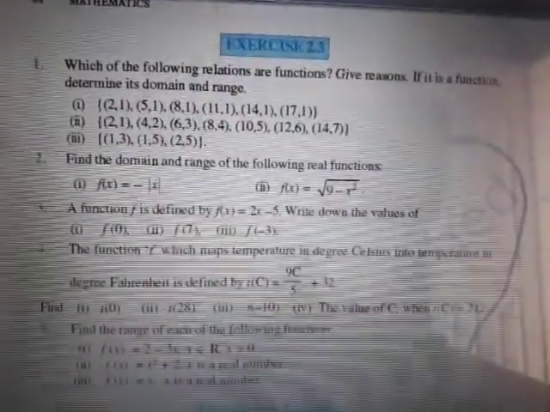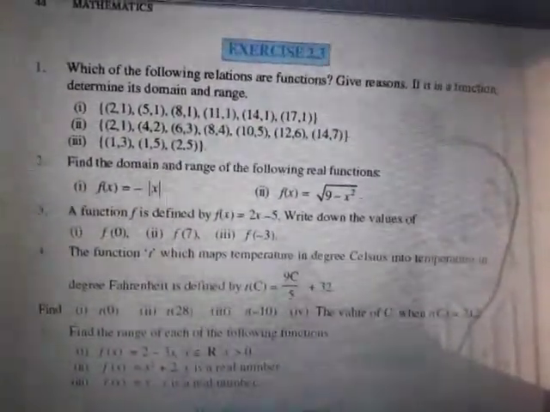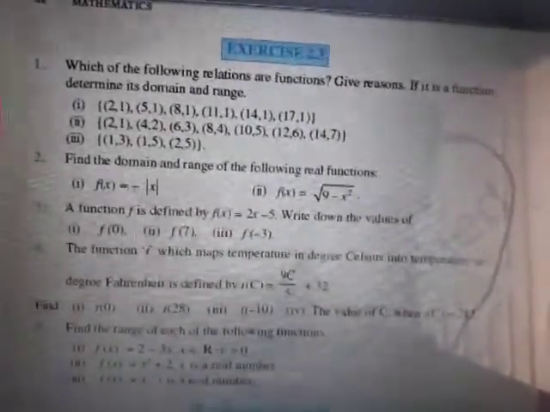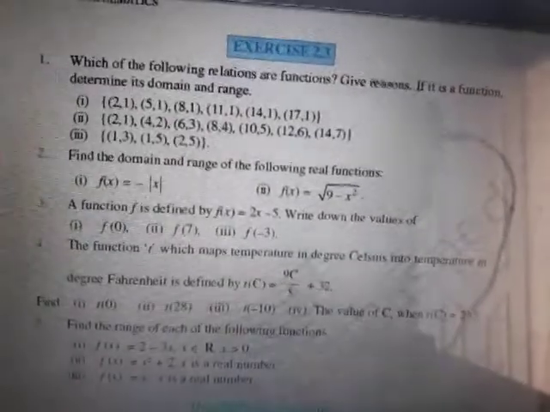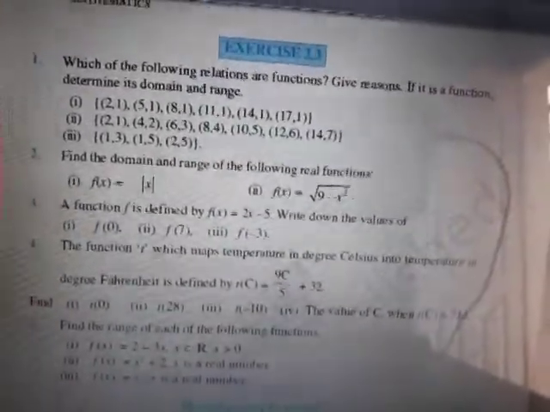The second question we will discuss in the next class. In the third question, they have defined a function and asked you to write down the values. It is simple, like what we have done in polynomials. f of 0 means in the place of x you have to put 0 and find the value. So you can do it.